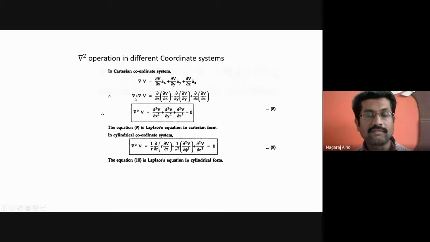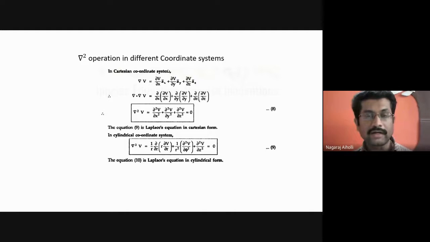Okay. Now we want del dot del V because we have to find del square V. That is our which equation? Laplace equation. Correct? Del square V, so del dot del V. What is del? Del is ∂ax bar/∂x plus ∂ay bar/∂y plus ∂az bar/∂z. That is our del. Or del is equal to ∂/∂x ax bar plus ∂/∂y ay bar plus ∂/∂z az bar.